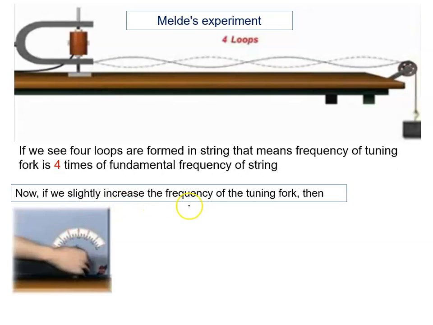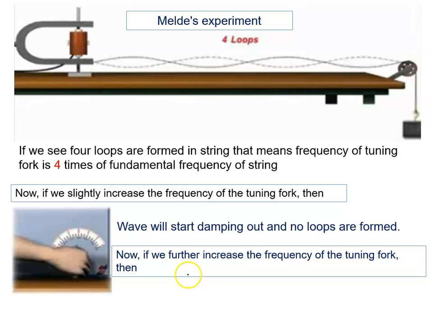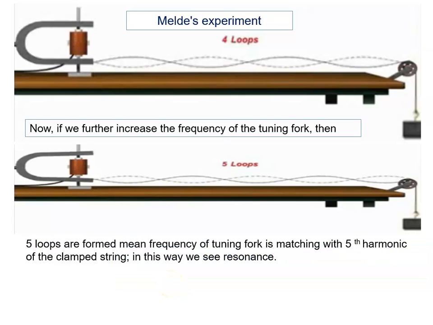Now if we slightly increase the frequency of the tuning fork, then we all know wave will start damping out and no loops are formed. Now if we further increase the frequency of the tuning fork, then there is formation of the 5 loops, means frequency of the tuning fork is matching with 5th harmonic of the clamped string. In this way we see the resonance.